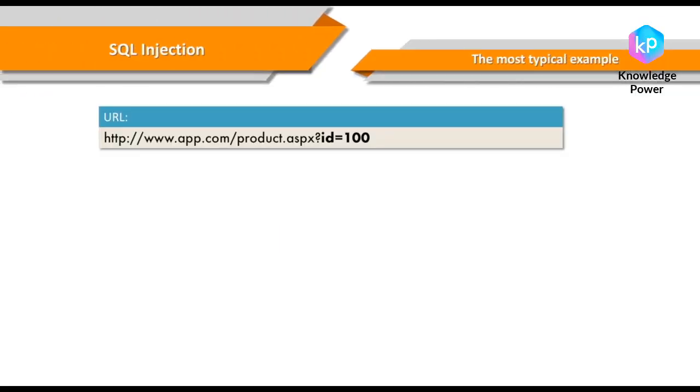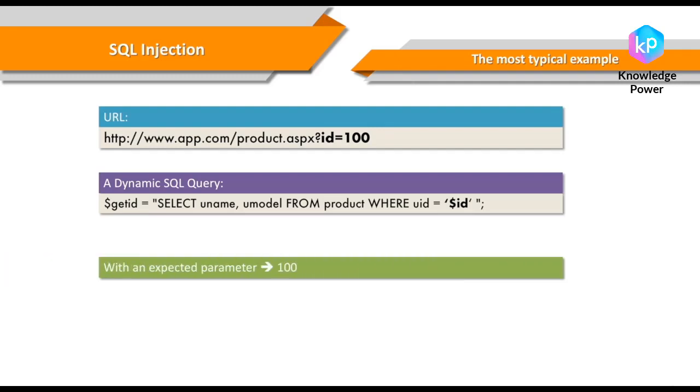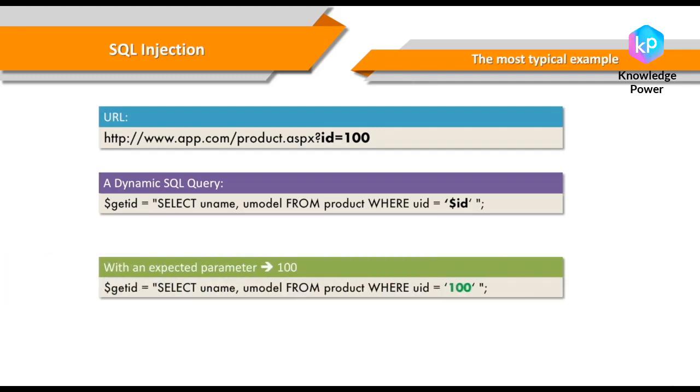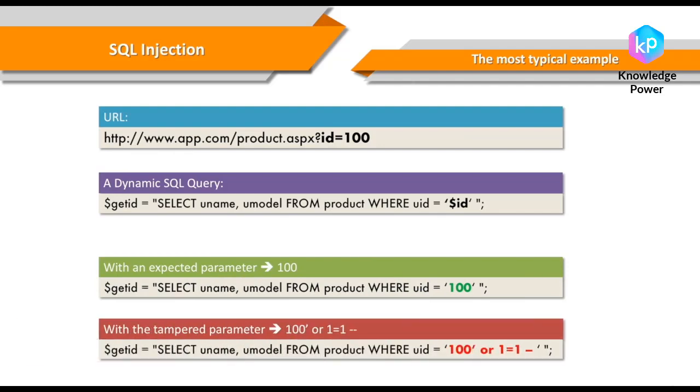We are in an online shopping site and would like to see a laptop. The URL for the laptop can be seen on the slide. The SQL query to bring the details of the laptop will be something like this. With an unexpected parameter, the SQL query becomes just like this. Now, what if we tamper with the ID parameter and send the ID string like this?